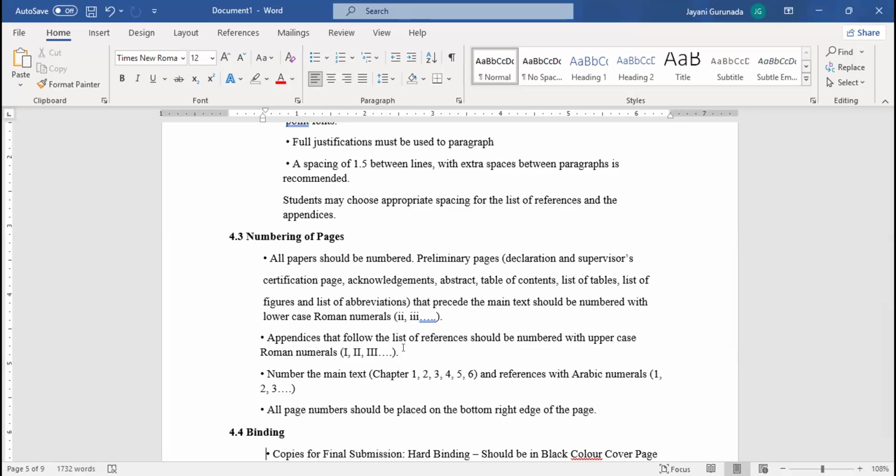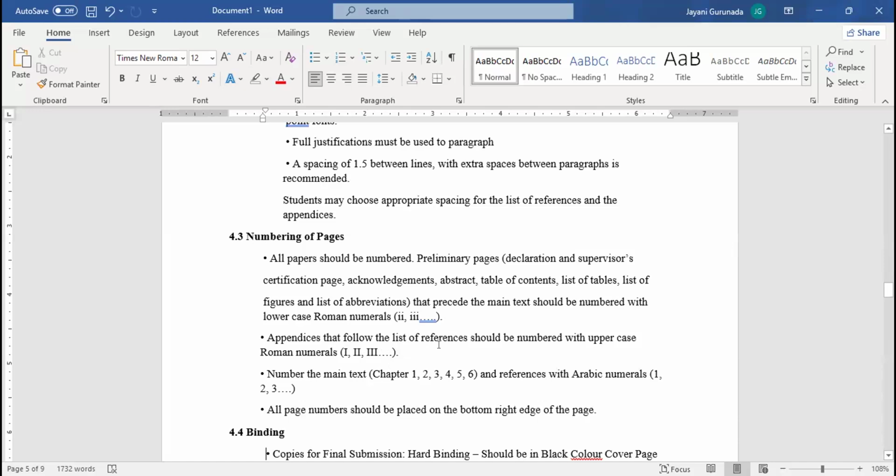Questionnaire, whatever it is, the things that you have utilized in your research, right? So, appendices that follow the list of references should be numbered with uppercase Roman numerals. Maybe the uppercase Roman number appendices should be labeled.